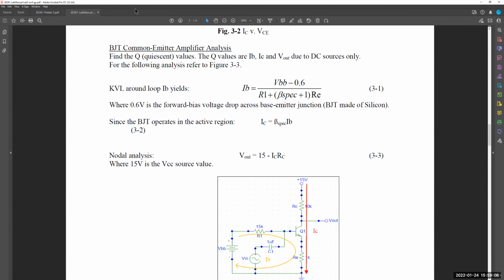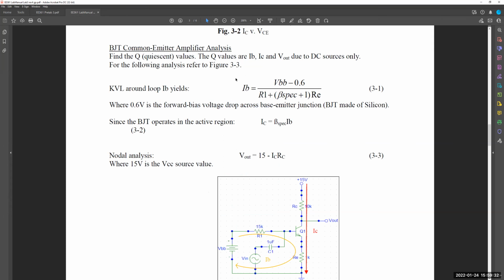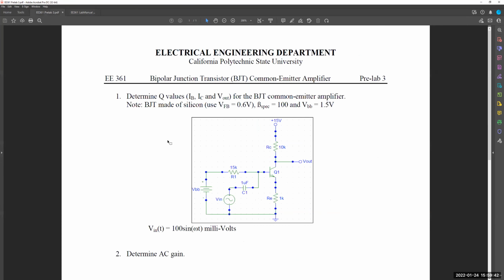So question number 1 is basically asking you to determine the Q values IB, IC, and V out for this circuit. The information is given to you: VBE, beta spec, VBB. So is the input, the AC input, 100 sine omega t millivolts. If you go into your Prelab, you can see there are equations for IB, IC, and V out. These are the equations you need to use to solve for question number 1. Rather straightforward.